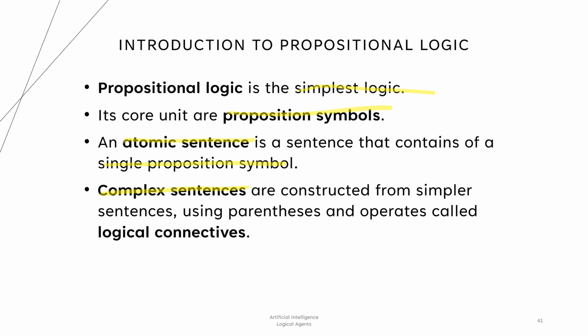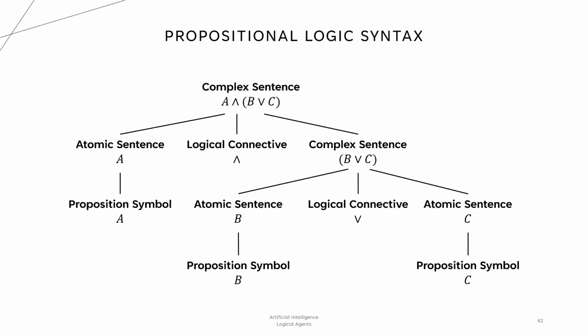So this is a look at the propositional logic syntax tree. We have an atomic sentence with just a proposition symbol, we have the AND operator that is connecting the two. Then we have another complex sentence that is nested inside of the original, which is each made of its own single propositional symbol connected with the logical connective.